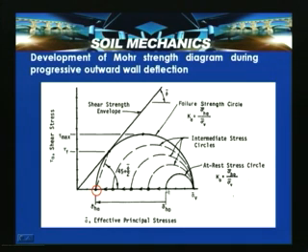Once the wall starts yielding, the pressure starts decreasing and attains a minimum value sigma h a, and then attains failure along the shear plane which was shown in the previous slide. This is how progressive outward wall movement induces failure in the element under consideration.